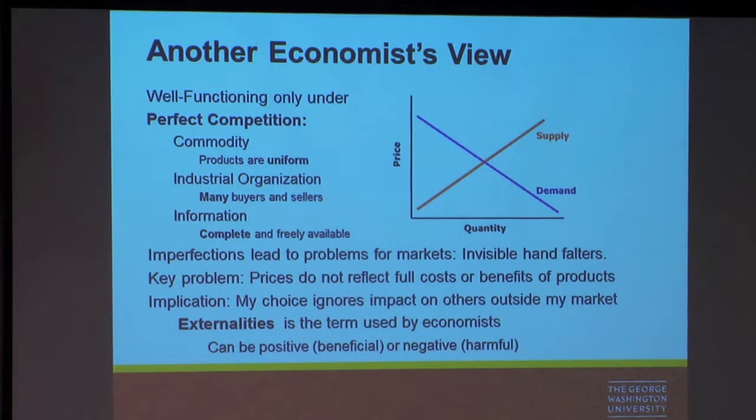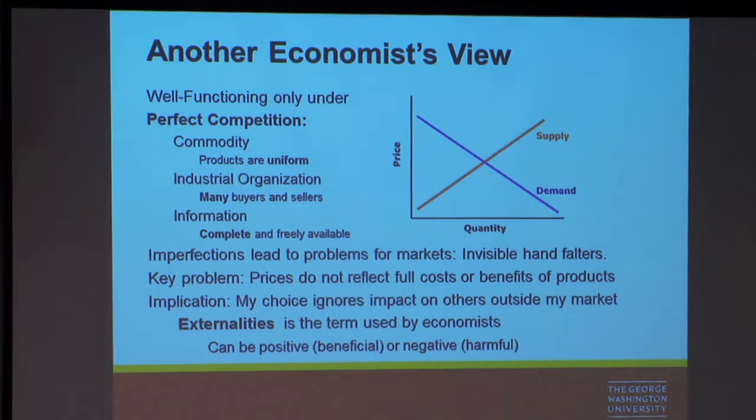Finally, information has to be complete and freely available. But wait a minute, I haven't seen whether my Cheerios have GMO in it or not. Does it? Well, actually, they just changed that policy, but that's a different story altogether. We'll talk about it later. Imperfections lead to problems for markets. The invisible hand that Milton Friedman talks about begins to falter. And the key problem that occurs is that prices don't reflect the full costs or the full benefits of what's going through the market. Okay?